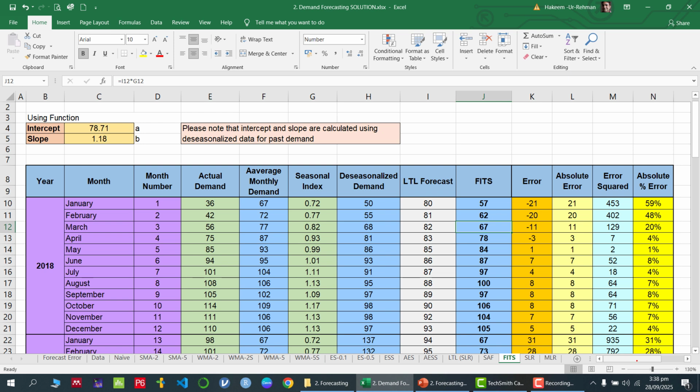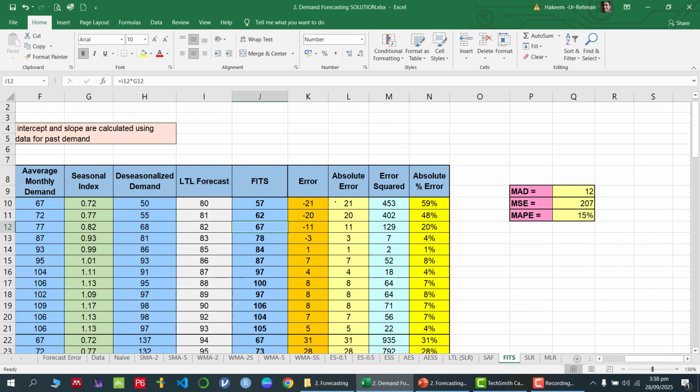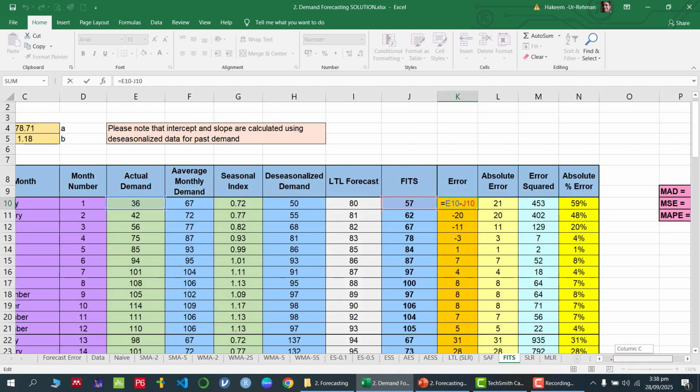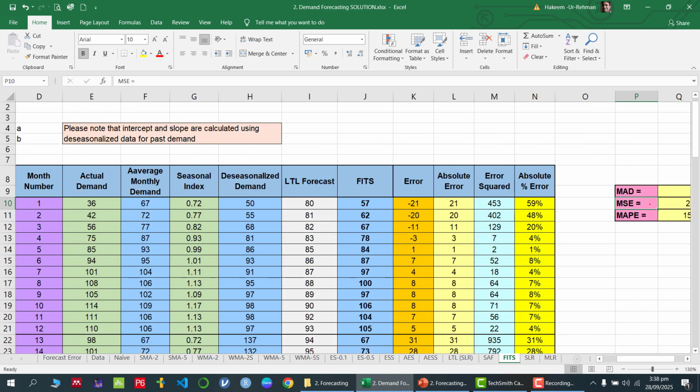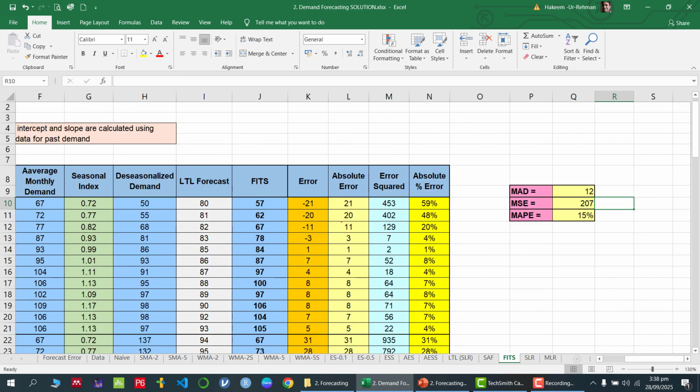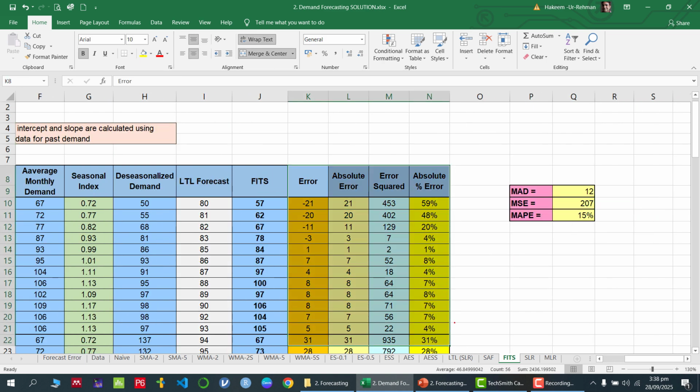The rest of the things we know how to calculate: the error, which is the actual demand minus the forecasted value, and we know how to calculate the absolute error, error square, absolute percentage error, as well as the mean. We have discussed this a number of times in our previous lectures.